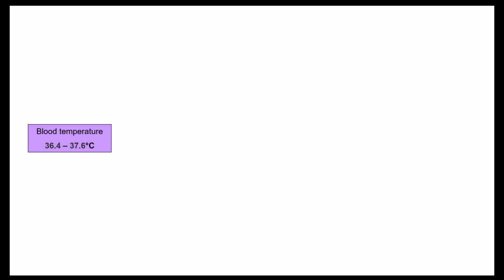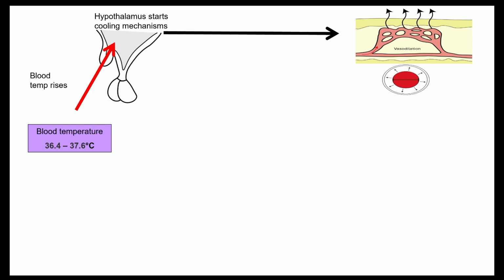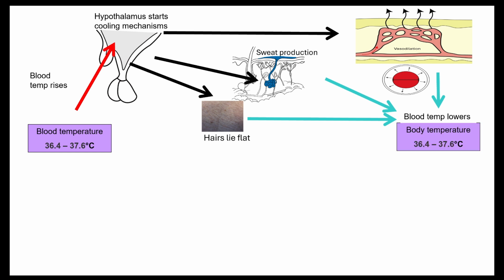So let's just look at it as a whole then. My blood temperature should be maintained within a very narrow limit. And you can see that here as 36.4 to 37.6. If I have my blood temperature rise up, I will then have that detected in the hypothalamus. That will then start the cooling mechanisms. So the cooling mechanisms, vasodilation, sweat production, hairs lying flat, that will lower my temperature, and that should keep me within my range. So that is showing you negative feedback. There has been a stimulus and the response has reduced the magnitude of that stimulus.